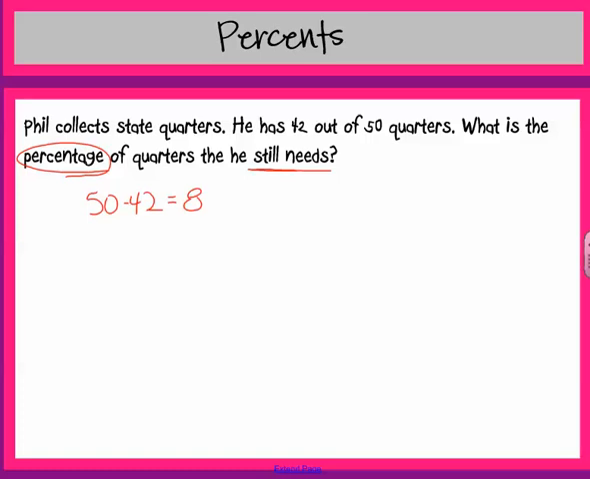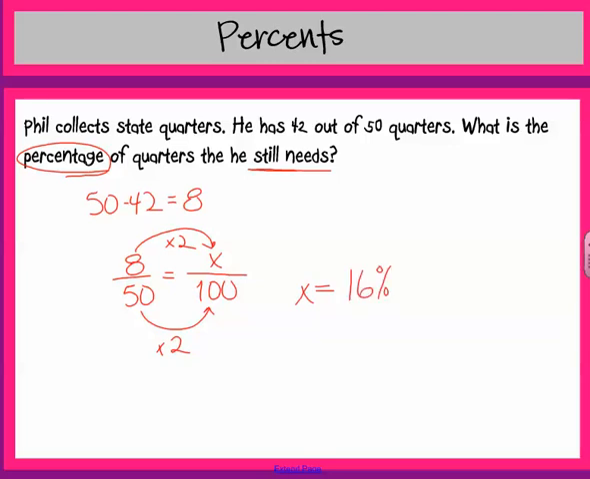So our percent proportion means we're looking at 8 of 50, and that is equal to some percent that compares to 100. So we're going to multiply 50 times 2 to get to 100. So we'll do the same thing up here. So we know that Phil is still missing 16% of the quarters that he needs for his collection.